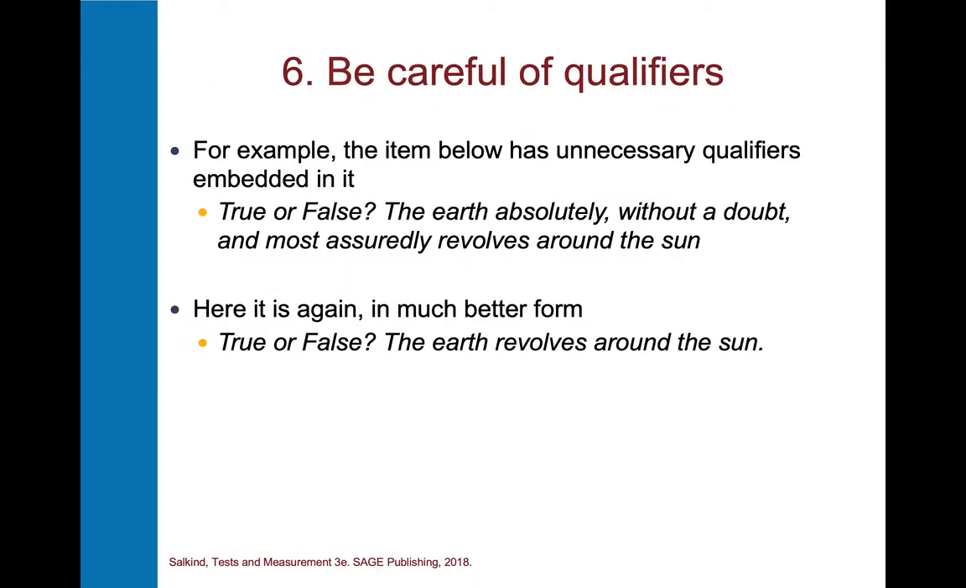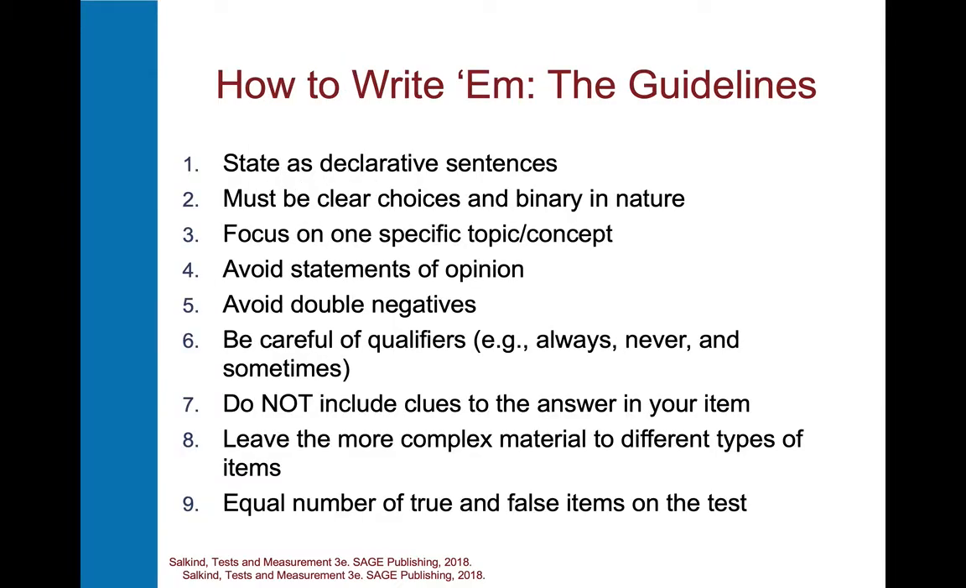For example, the item over here has unnecessary qualifiers embedded in it. True or false, the Earth absolutely, without a doubt, and most assuredly revolves around the Sun. Here it is again in a much better form. True or false, the Earth revolves around the Sun. This is not a creative writing class. When you're creating achievement items that measure how much a person truly knows, you want to take away all this superfluous language that just adds unnecessary weight and variance to what you're trying to measure.